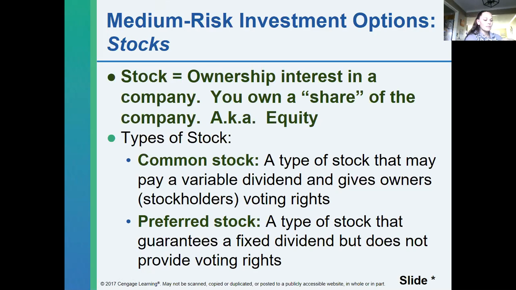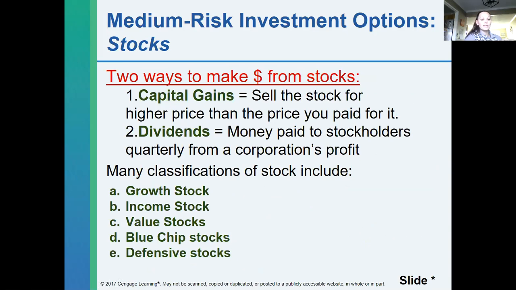There are different types of stocks. So there's a common stock, which is a type of stock that may pay a variable dividend and that gives stockholders, or the owners, voting rights. And then preferred stock that guarantees dividends but does not provide voting rights. And then there are two ways to make money from stocks. Capital gains is selling the stock for a higher price than you paid for it.